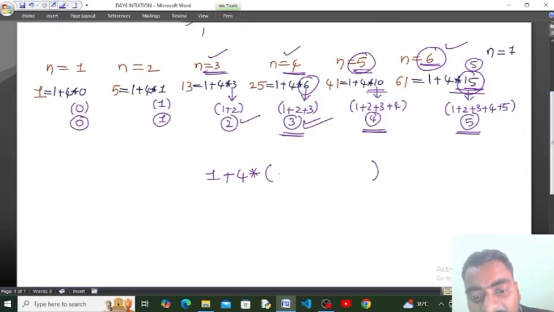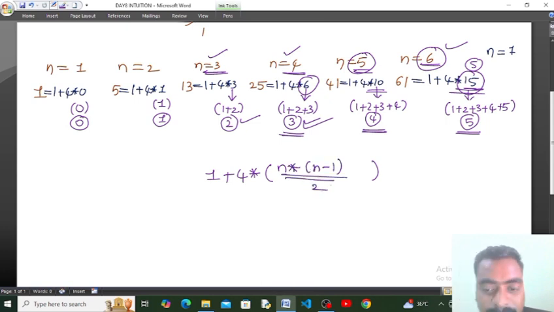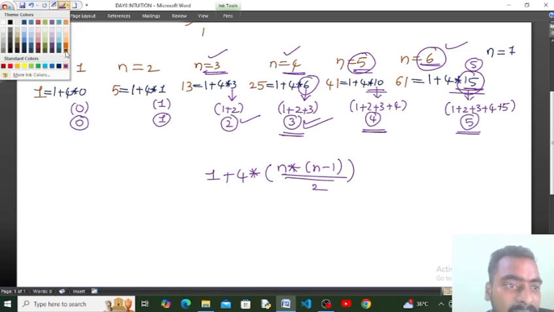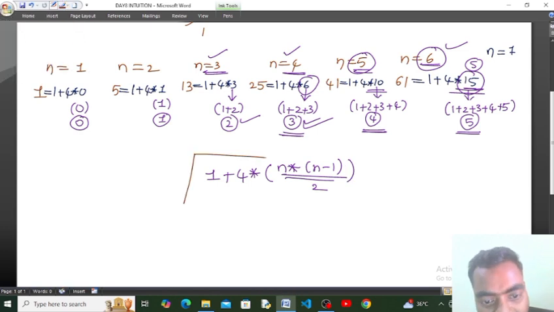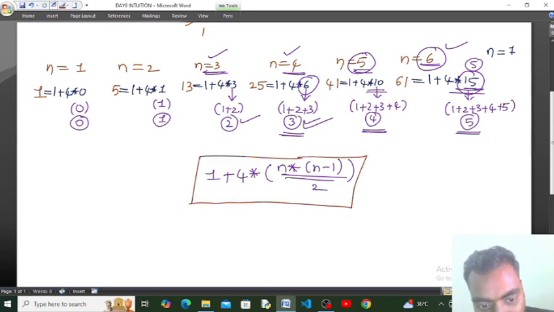So finally your variable part is this one, that is 1 plus 4 into the sum of n minus 1 natural numbers, right? So that is n into n minus 1 divided by 2. So this is the important formula. By using this formula, we can solve our question number 2579, right? I hope you understood how this formula is derived, right?